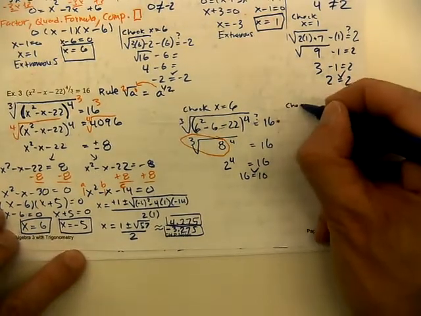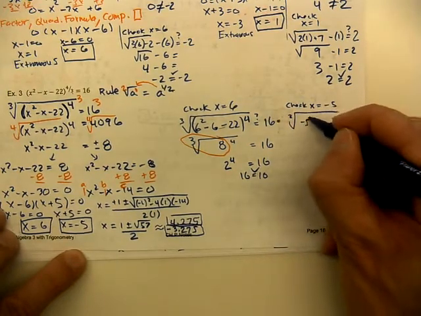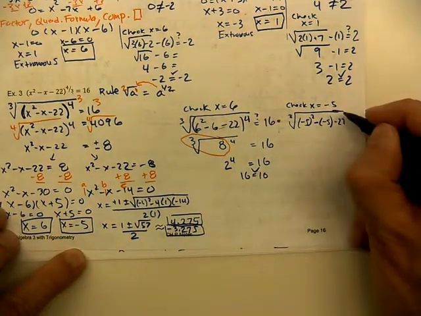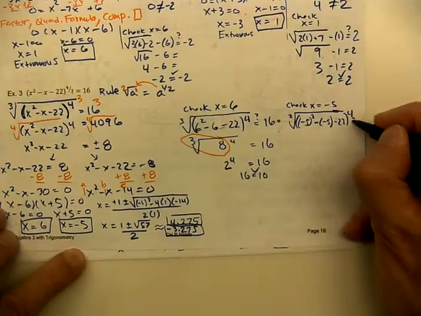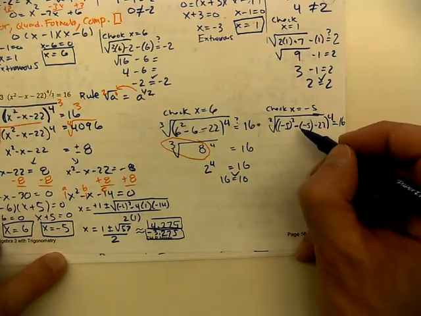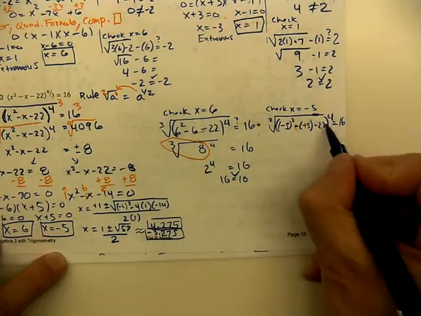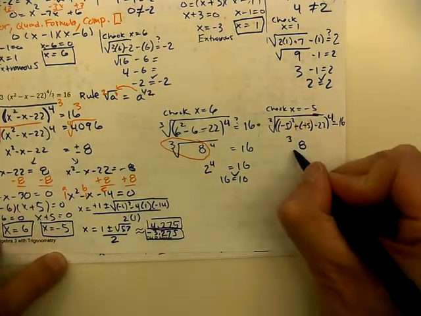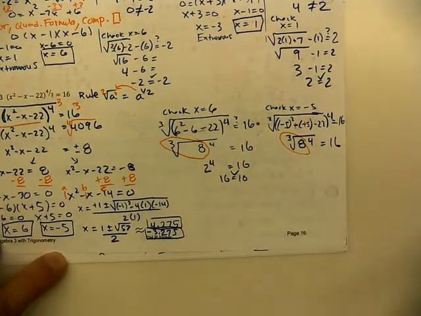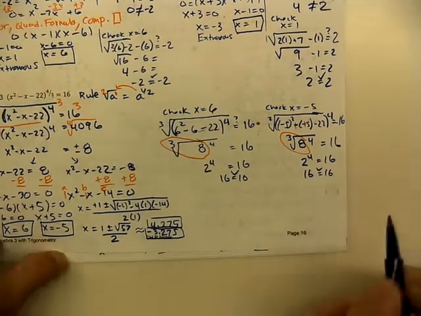Same with checking x equals -5: cube root of -5 squared minus a -5 input minus 22, all of that raised to the power of 4. Again, we want to know, will that equal 16? So this squared is 25 minus a -5, that's the same as adding a 5. So that gives us 30. 30 minus 22 brings us right back to 8 again. So you can see that we'll get the same result because we're at the same point in the process here. Take the cube root of 8, that will turn into a 2. 2 to the 4th is 16. So that checks out as well.